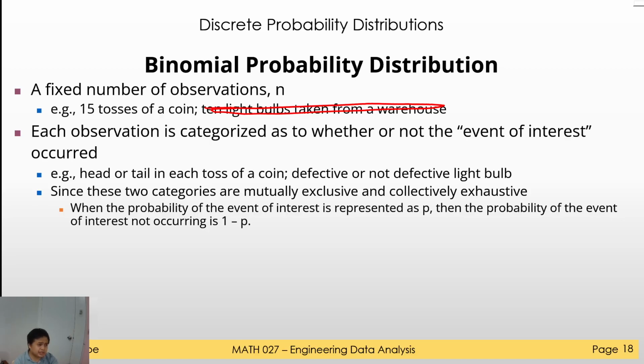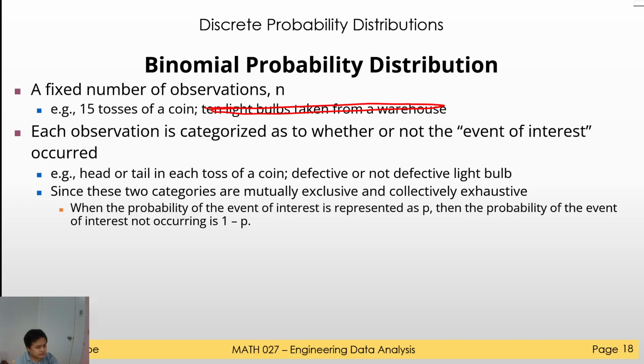So from the name itself, binomial, we have two possible cases. Another example here is head or tail for tossing a coin. It could be a defective or not a defective light bulb.